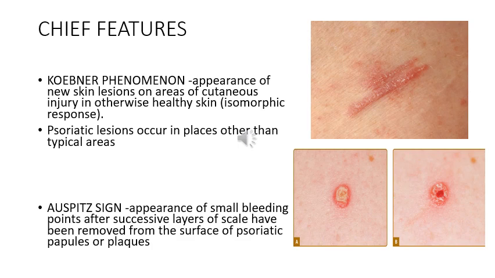Auspitz sign is another characteristic feature, that is, appearance of small bleeding points after successive layers of scales have been removed from the surface of psoriatic papules or plaques. So when we see a dry scaly lesion or a plaque, and if you are trying to remove it, after removing the upper plaque layer, we will see a bleeding spot in the skin. That is the Auspitz sign.